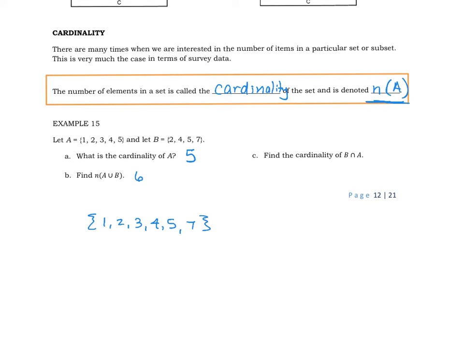The cardinality of the intersection of B and A, well, let's take a look at what they have in common. Looks like they have the element 2 and the element 4. And I believe that's all that they have in common. So the set of elements in B intersect A are just 2 and 4. So therefore the cardinality of B intersect A is 2.